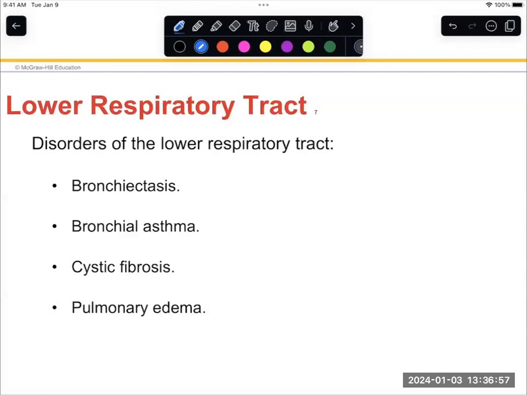Pulmonary edema. Edema means we're collecting fluid. So pulmonary tells us where we're collecting fluid. Pulmonary edema means we're collecting fluid in lung tissue. And this is usually because of heart failure. It's usually a side effect.